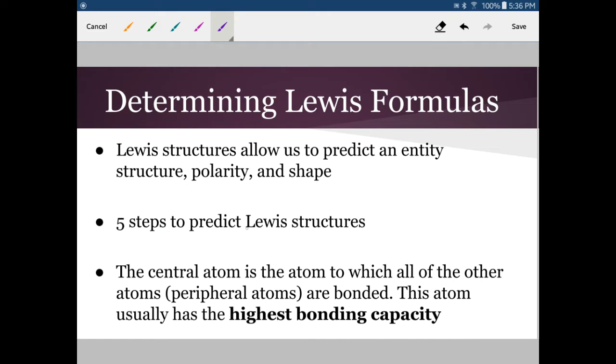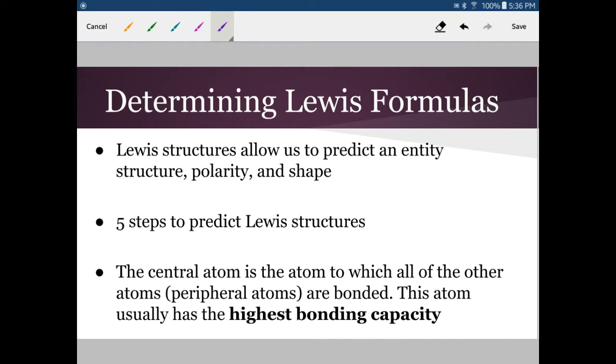And there's 5 main steps to predicting Lewis structures that we're going to go through right now. And I strongly recommend you write these 5 steps down as a reference as you go through some assignments, so that you get practiced up for any sort of unit exam. So the central atom is the atom to which all other atoms bond. Okay, all the other atoms that will bond to that central atom are called peripheral atoms.